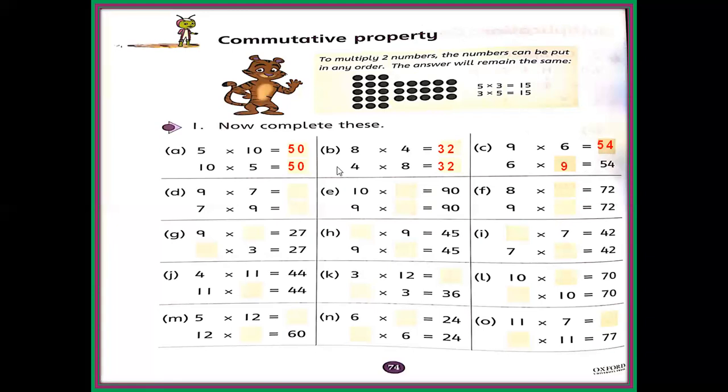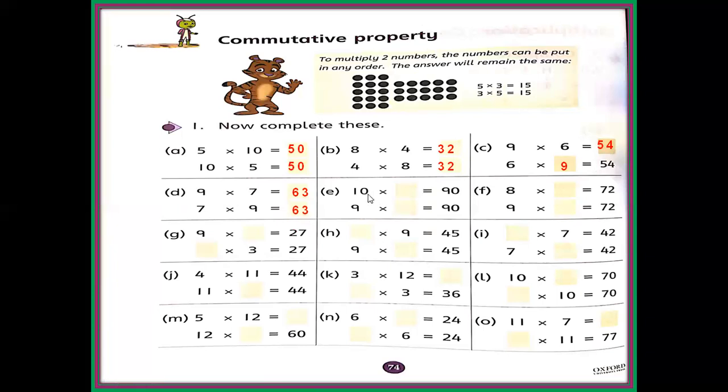The answer is also given. So 9 sevens are... read the table of 9. 9 ones are 9, 9 twos are 18, 9 threes are 27, 9 fours are 36, 9 fives are 45, 9 sixes are 54, and 9 sevens are 63. So write 63 here. Now read the table of 7. 7 ones are 7, 7 twos are 14, 7 threes are 21, 7 fours are 28, 7 fives are 35, 7 sixes are 42, 7 sevens are 49, 7 eights are 56, 7 nines are 63.